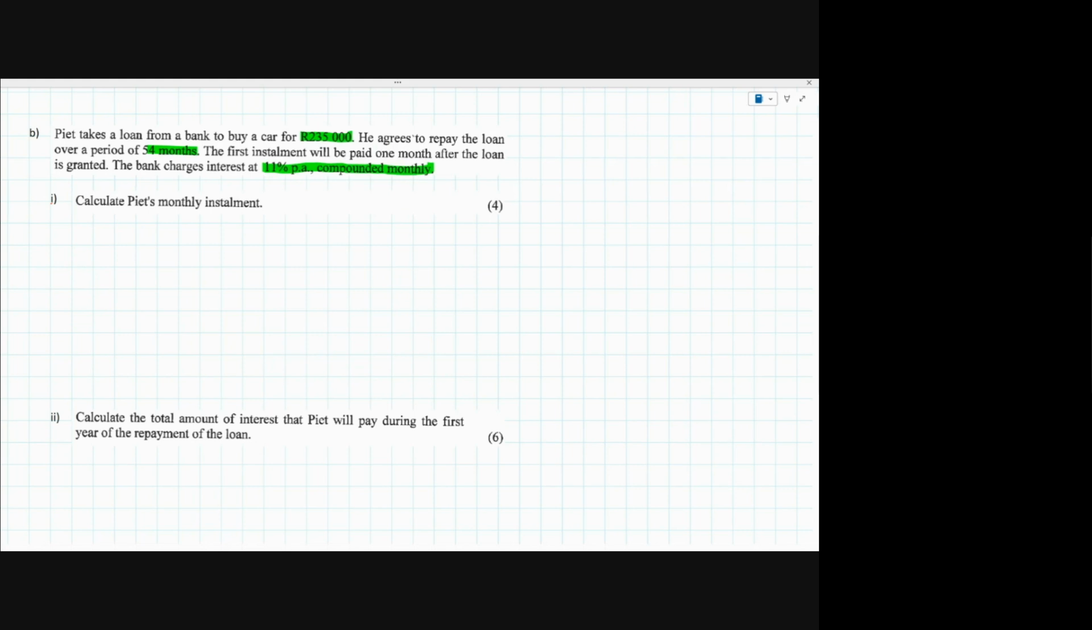But anyways. So the first question says, calculate Pete's monthly installment. Perfect. No problem. It's a loan, so I need to use the present value formula. I've been given all the information I need in order to do that, so we just substitute in. Now, I am not going to rewrite the formula because I think I've done that enough.